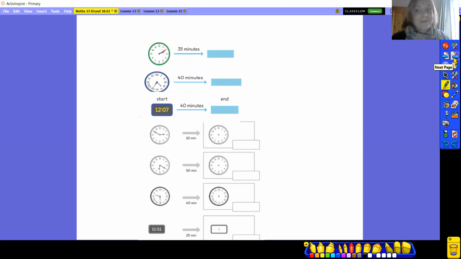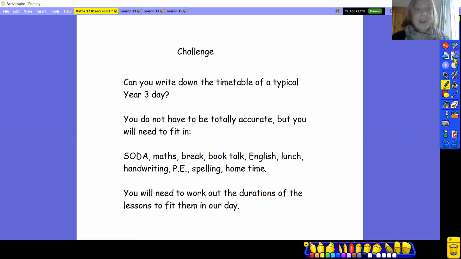If you do that really well, there's a challenge, of course. I like this challenge here. It's about the school day. So what you're going to do today in your challenge is do a timetable of a typical year 3 day. You don't have to be totally accurate because obviously you might not know all the times, but you remember you need to fit in things like soda, which we do when we get in, maths, then break, book talk, English, lunch, which starts at 12:30 and ends at 1:20. That's quite important. Got a bit of handwriting, PE, spelling, and then last but not least, home time.